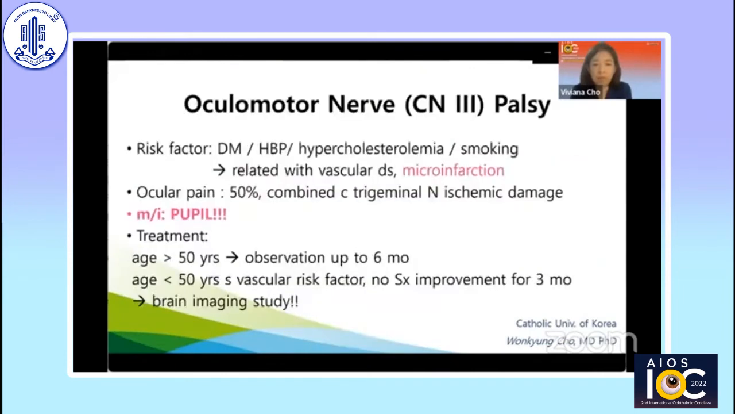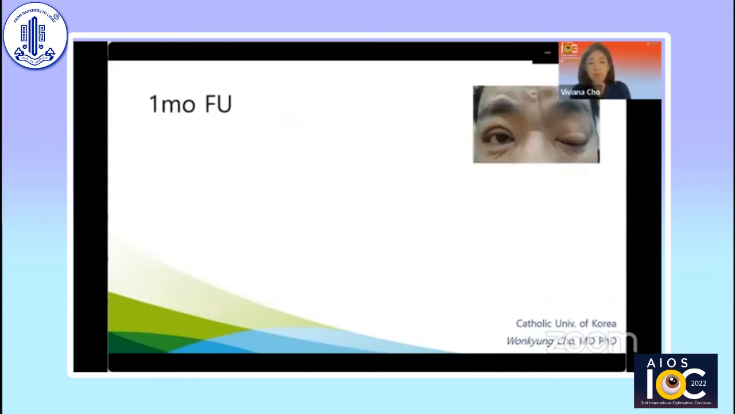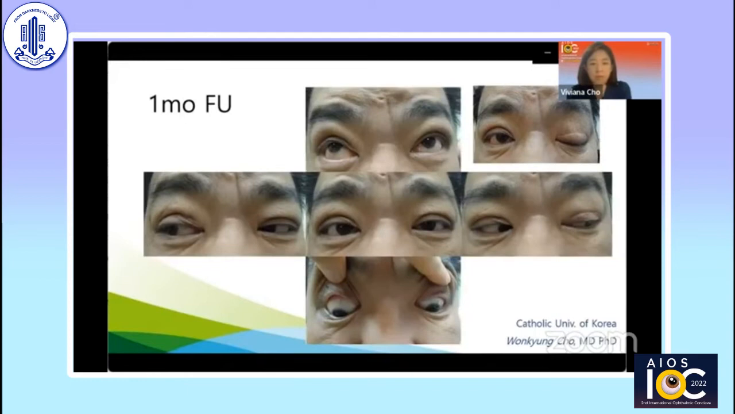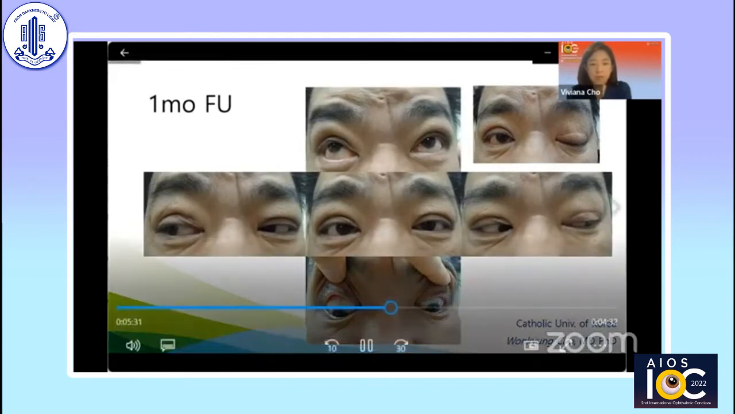As you must have guessed, the diagnosis was oculomotor nerve palsy. It is related with vascular disease, such as microinfarction. Most of the patients recover naturally when the microinfarction resolves. However, you should check the patient's pupil size. I'll talk about the reason in the next case. One month later, the droopy eyelid came back with normal ocular movement without any treatment.